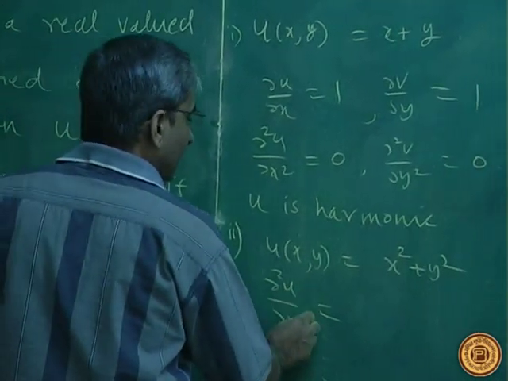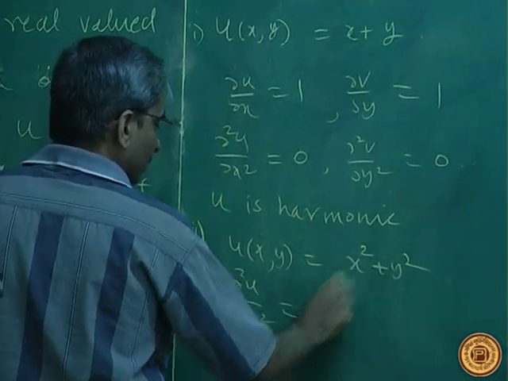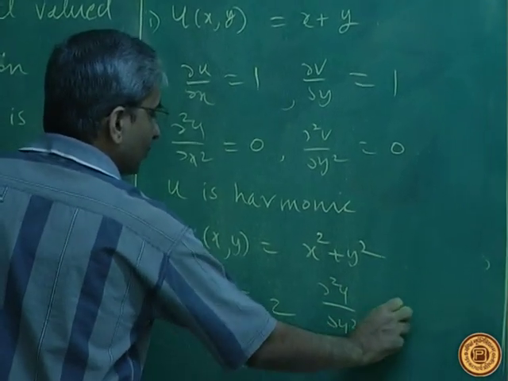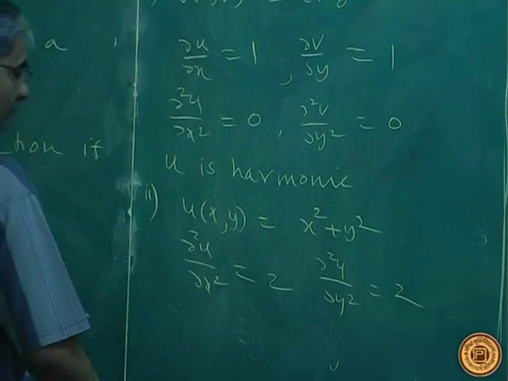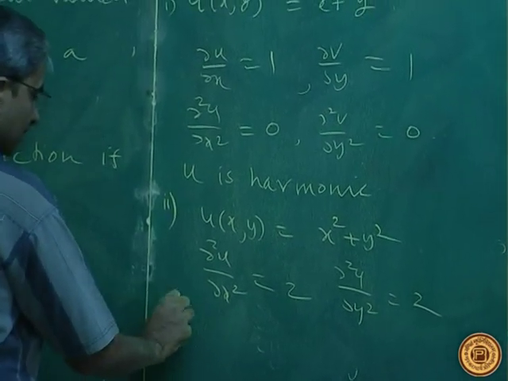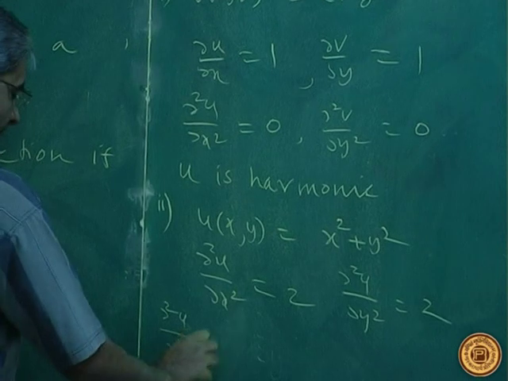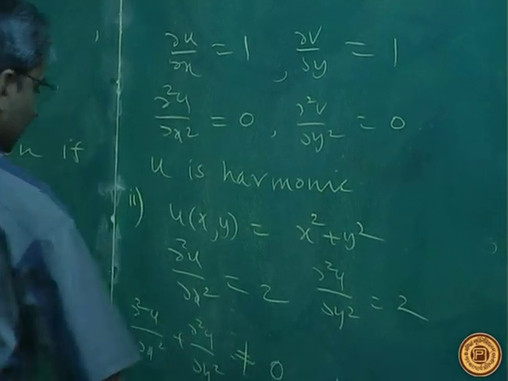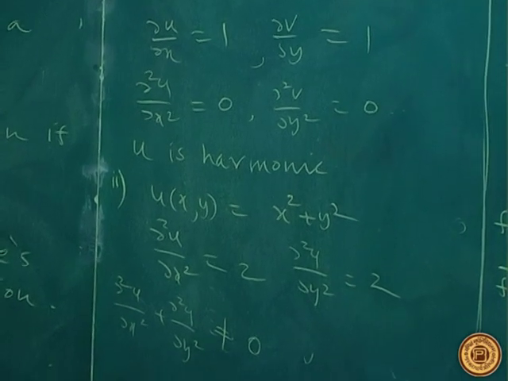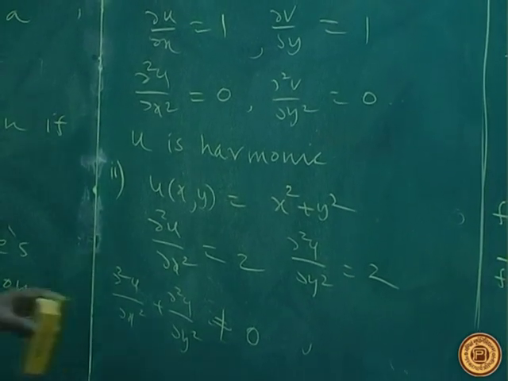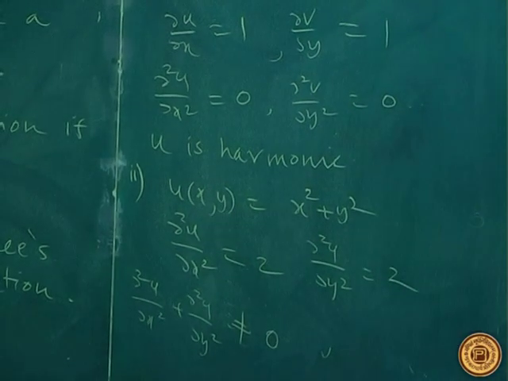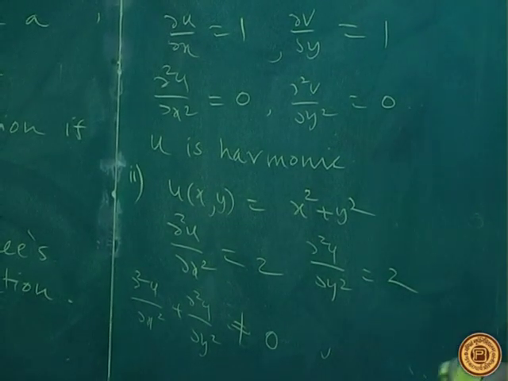So now here it will be 2, and ∂²u/∂y² is also 2. So ∂²u/∂x² plus ∂²u/∂y² is not equal to 0. So u is not harmonic. So it is not harmonic.